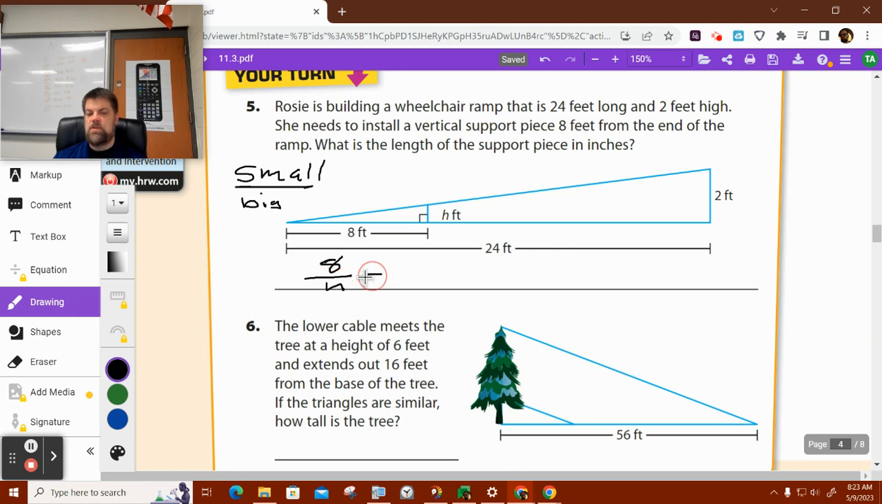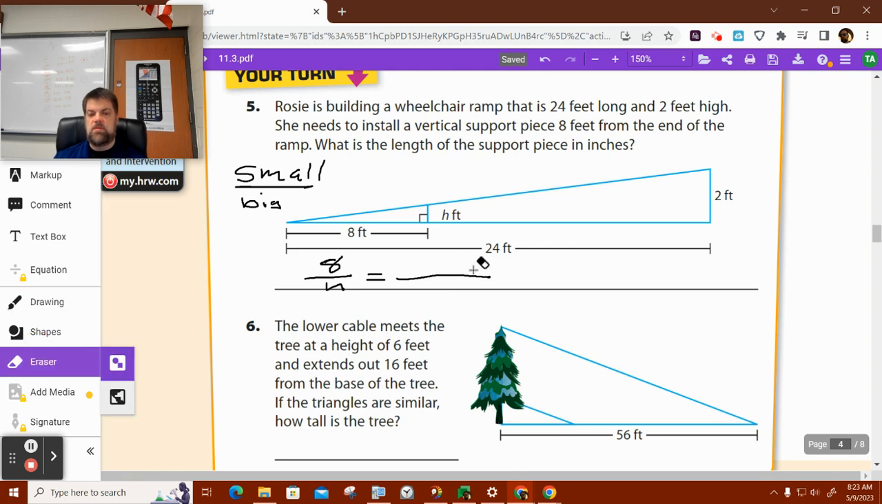H. All right. Now let's do the base of the big triangle. What's the base of the big triangle? 24.